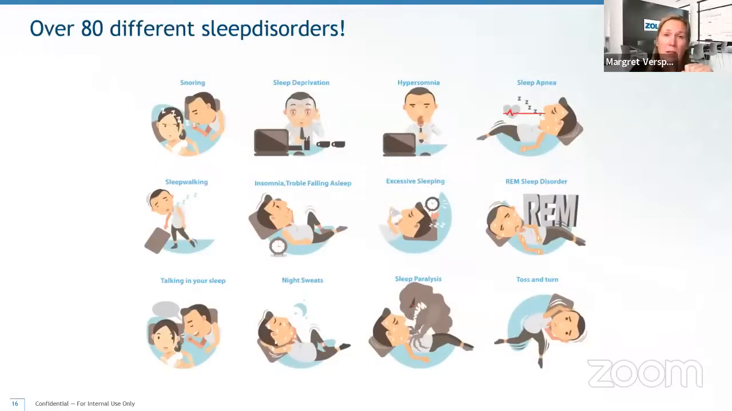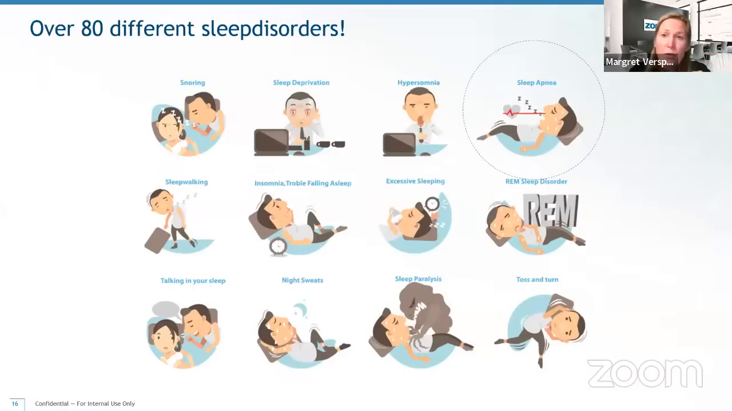There are a lot of things that can go wrong in sleep. There are over 80 different sleep disorders, which is a lot. We have different ones, like only snoring, sleep deprivation, hypersomnia, where you are sleeping too much, sleepwalking, insomnia, which is trouble falling asleep, REM sleep behavior disorder, talking in your sleep, night sweating, sleep paralysis, movement disorders, et cetera. And what we are talking about today is sleep apnea.